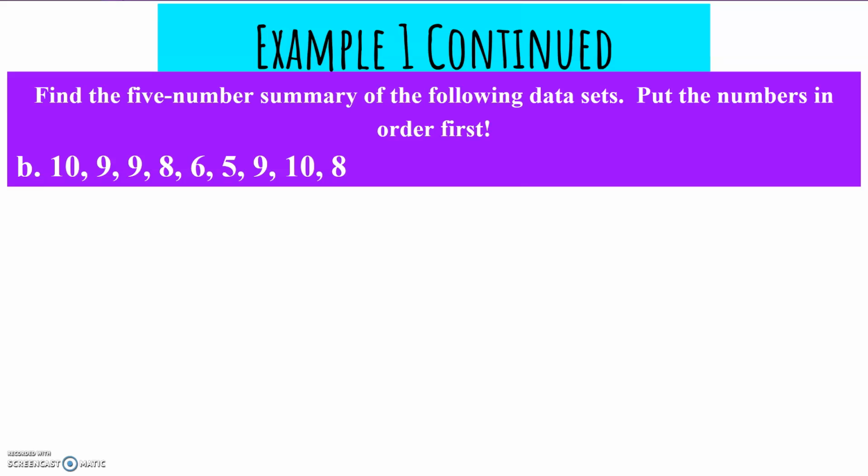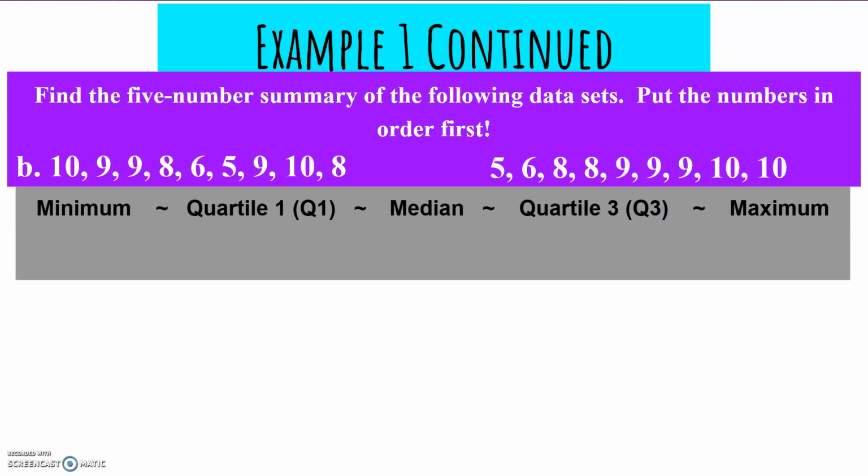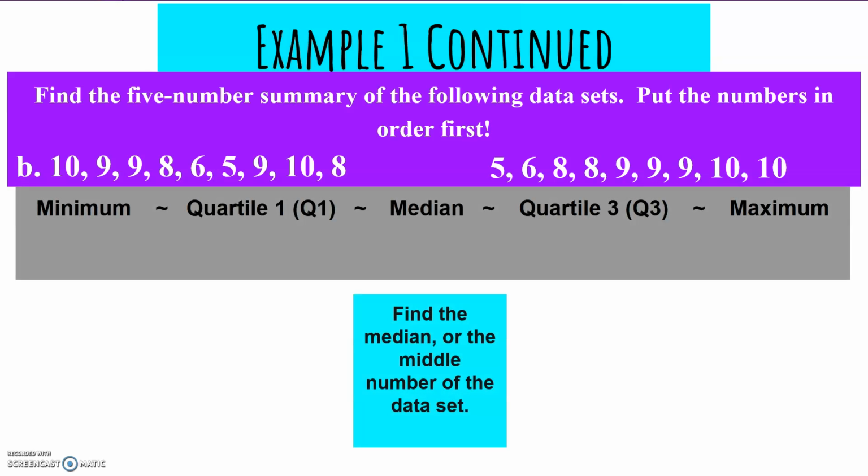Let's do another one. We'll find our 5-number summary, but this one's different because this one we have to put the numbers in order. Make sure that the numbers are in order from smallest to biggest whenever you're dealing with these things. Whenever you are given a set of numbers, put them in order from smallest to biggest. 5, 6, 8, 8, 9, 9, 9, 10, 10. Let us find our 5-number summary. Let's find the median of the set of numbers. In this case, it is 9. And we don't have to find the mean of 2 because there's an odd number of numbers.